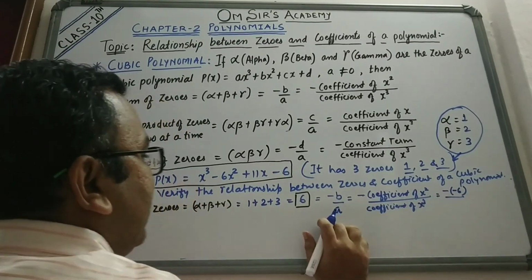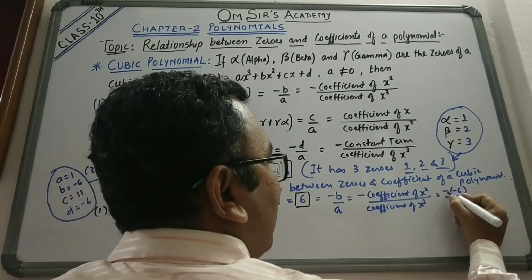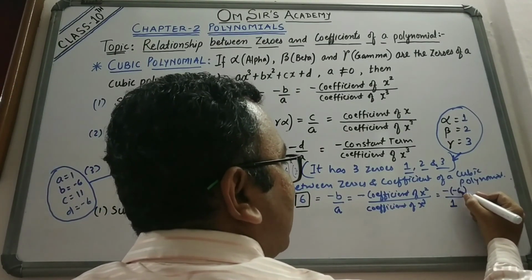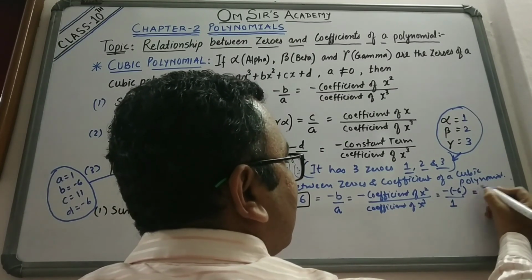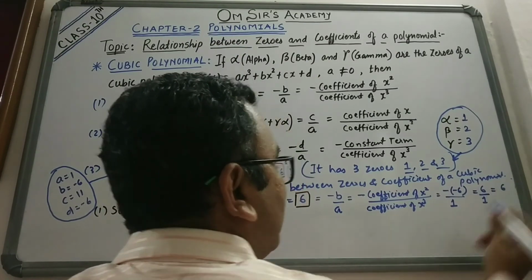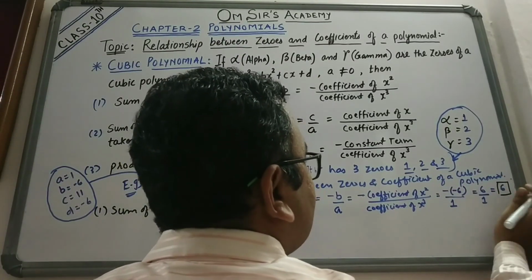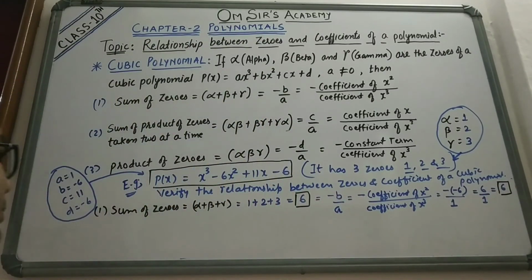So upon a. What is the value of a? A is 1. So minus into minus 6 is what? Minus into minus is plus. So plus 6 upon 1, so it is equal to 6. So this 6 is equal to this 6. Hence my relationship of sum of zeros is verified.